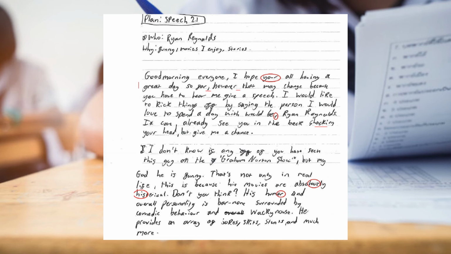I don't know if any of you would see this guy on the Graham Norton show, but my God, he's funny. That's only in real life. This is because his moves are absolutely hysterical. You can see they're trying to use high-level vocab there. Absolutely hysterical would count as high-level vocab. Unfortunately, the spelling isn't quite strong enough to let this candidate get away with it. Don't you think? Question mark. His humour and overall personality is bar none.